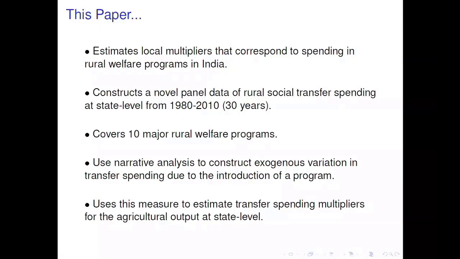And what we do is we use narrative analysis to construct exogenous variation in transfer spending due to the introduction of a program. That's the key. We use introductions of new programs as a spike in expenditure and use that as exogenous variation in calculating what the multiplier is. And we use this measure to estimate transfer spending multipliers for agricultural output at state level.